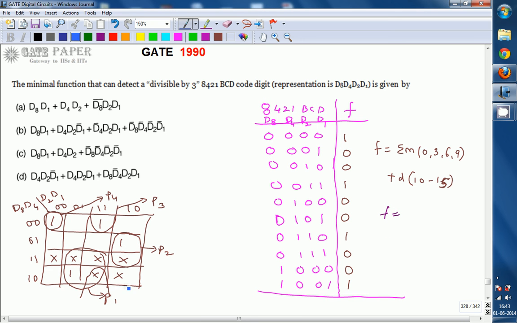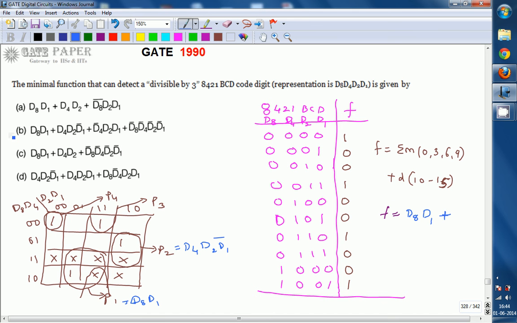first product 1. Product 1 consists of 4 cells, and with 4 cells out of 4 variables, 2 will be eliminated. D8 is the common term, and looking horizontally, 0, 0, 0, 1, 1, 1, so D1 is available. So product 1 is D8 D1. Next, the second product P2 has D4 common, and here it is D4 D2 D1 bar. Where you get those terms, that will be the answer.